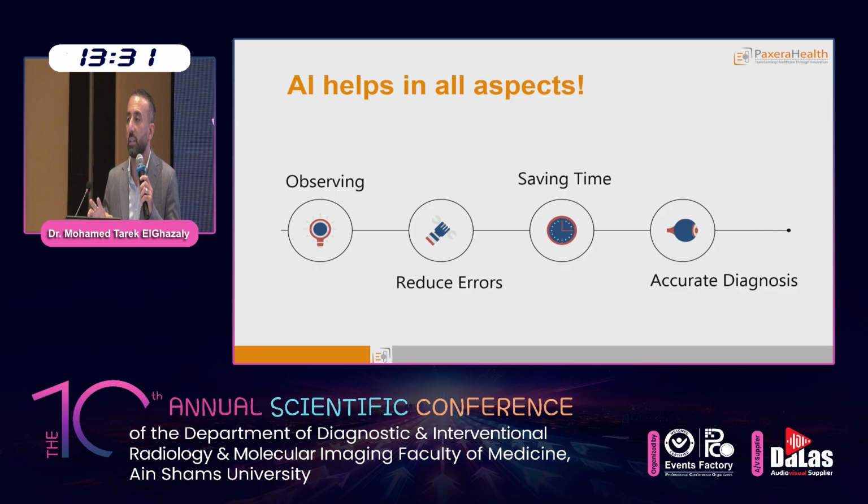If you create a high quality report, then you will find the observing and reducing of errors and saving time and accurate diagnosis. This is your algorithm that you will get from the AI. Let's check the start and the end algorithms together and find how the AI is applied on the PACS and how we use it to judge on the clinical images.